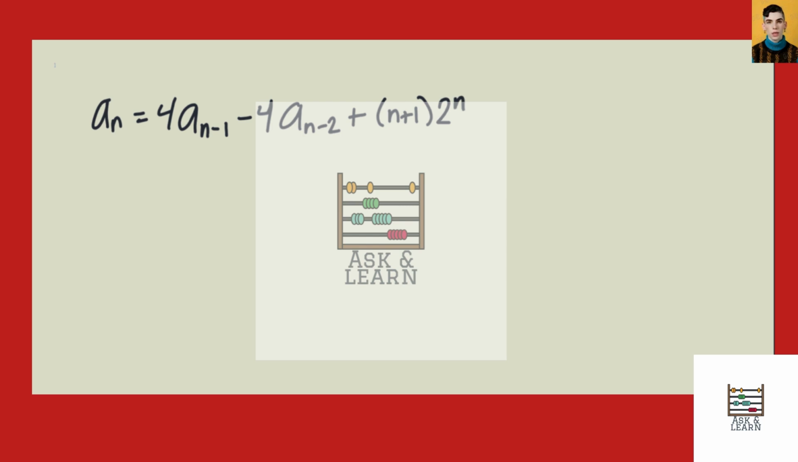So we'll start with our characteristic equation, where we replace a_n with r squared, a_{n-1} will be equal to r, and a_{n-2} will be equal to 1. And these other functions of n will be equal to 0. So if we move everything to the left-hand side and factor, we can rewrite this as (r - 2) squared is equal to 0. This means our roots are equal to 2 with multiplicity 2.